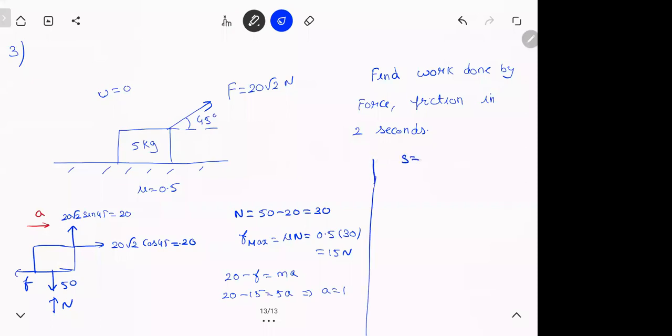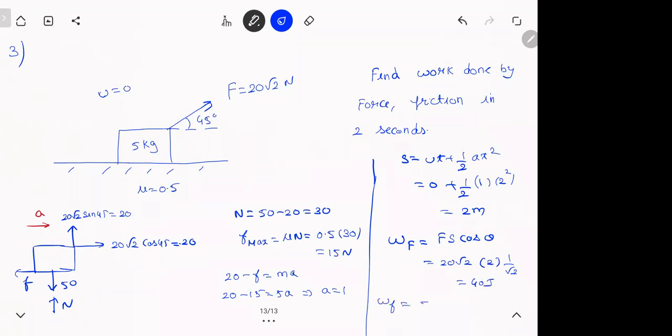So what is displacement? S is equal to ut plus half at square. U is 0. Acceleration is 1. Time is 2, squared. So 2 meters. What is work done by capital F? F cos theta. Here F is constant, so you can use this. F is 20√2, displacement is 2, cos theta is 1 by root 2, so 40 joules.